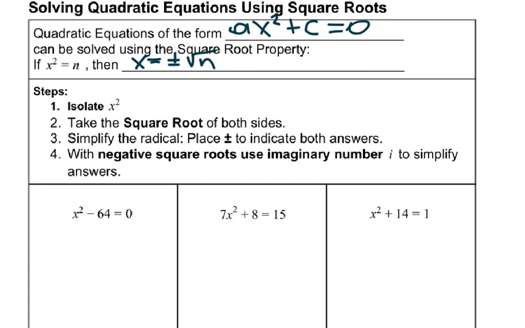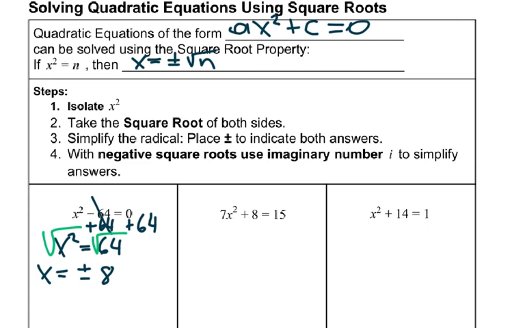So let's look at the first example. x squared minus 64 is equal to 0. It's set to 0 like in the previous lesson, but we don't want that here. So we're going to add 64 to both sides and solve it like a regular equation from Algebra 1. That will give me x squared is equal to 64. At this point, I can take the square root of both sides, and I will get x is equal to positive and negative 8.